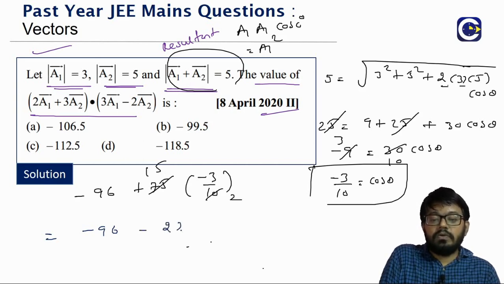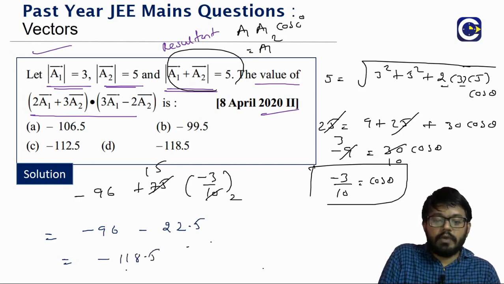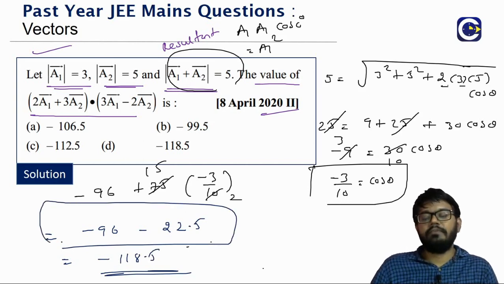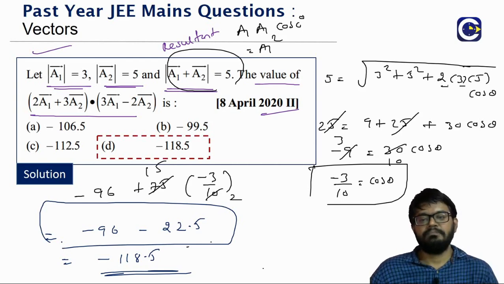Minus 22.5. There is a minus. Okay, so what is it? Minus 96 minus 22.5 means what? Minus 118.5. So when I add both of them, what we will get? Minus 118.5. That's it. What is the answer? It is what? Option D.